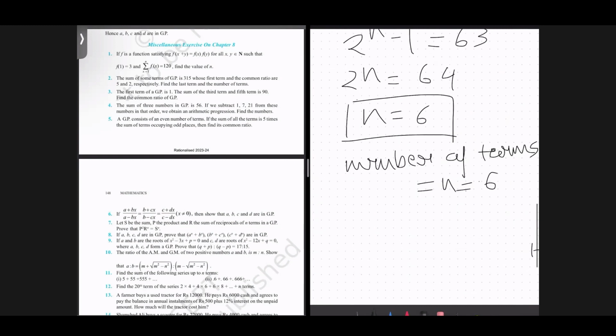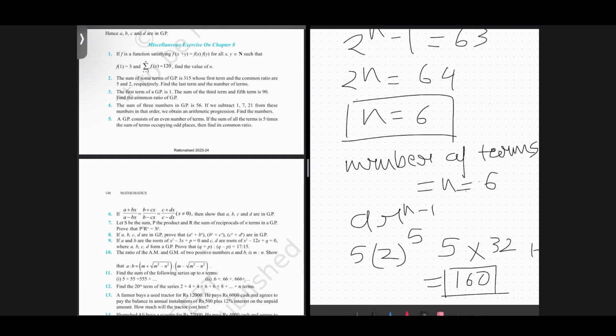The last term of the sequence is going to be a r^(n-1). a was 5, r is 2, and n - 1 is 5. So you have 5 into 32, and that is going to be 160. So the last term is going to be 160, right? So the number of terms is 6, the last term is 160, and yeah, this question is solved.